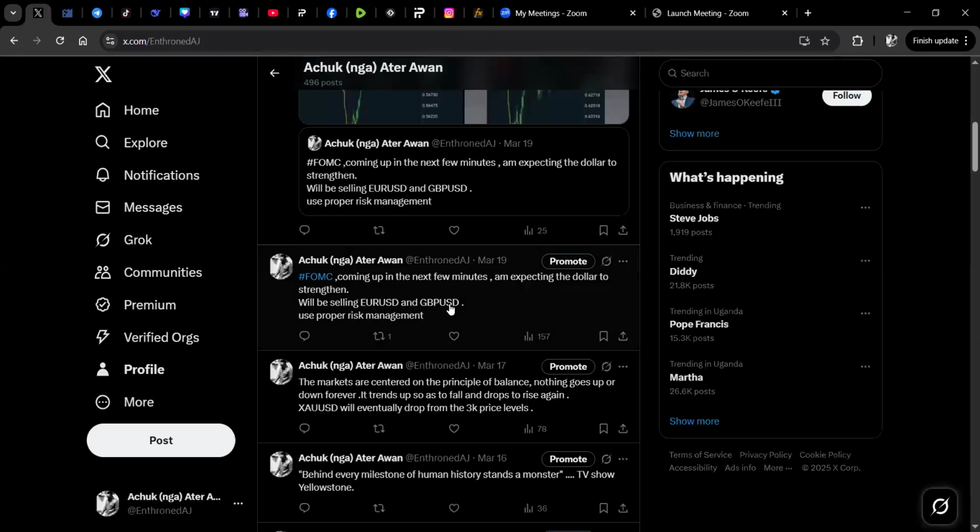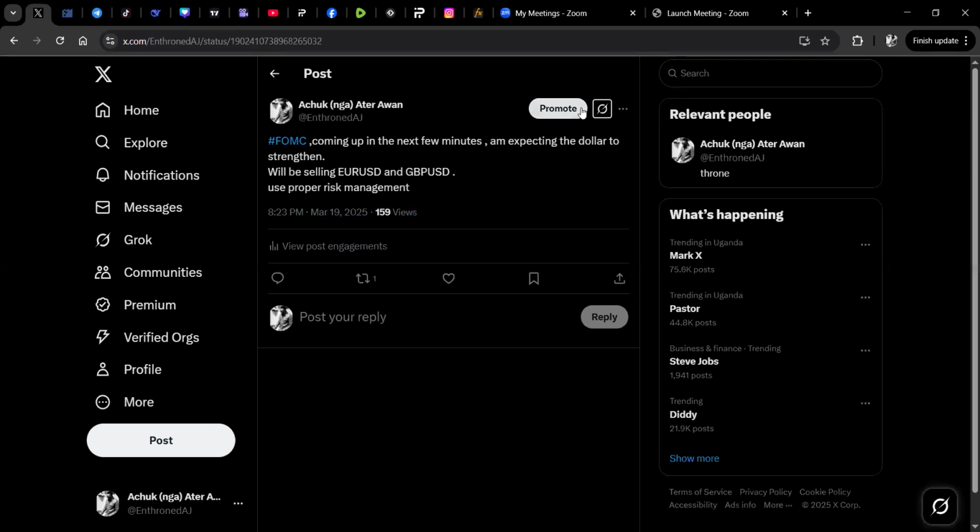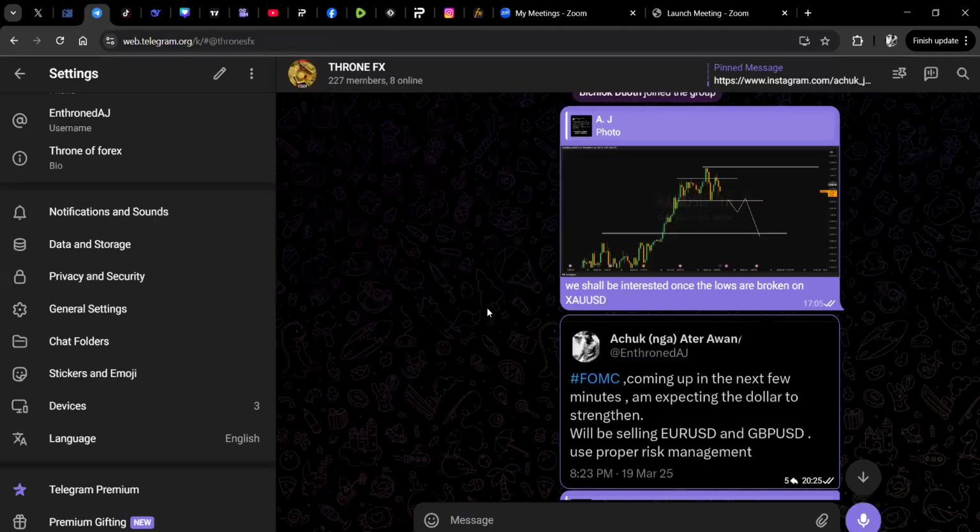So on the 19th, yes. We were saying we will have FOMC coming up in the next few minutes. I'm expecting the dollar to strengthen, and then I will be selling Euro USD and GBP USD. That was on the 19th, and then this same thing was also sent into the group.